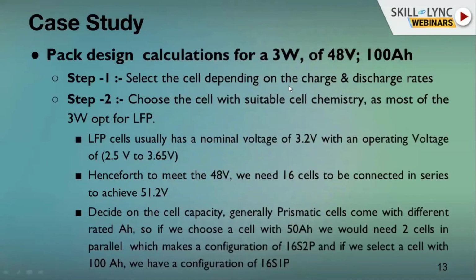So this is a case study where we have picked up a three-wheeler. We have taken a 48-volt system and a 100 Ah system. Depending on the C rates, we picked the three-wheeler vehicle. Usually three-wheeler markets are fine with 0.5 C continuous charge and 1 C continuous discharge. So that's the reason. And three-wheeler has a lot of space.